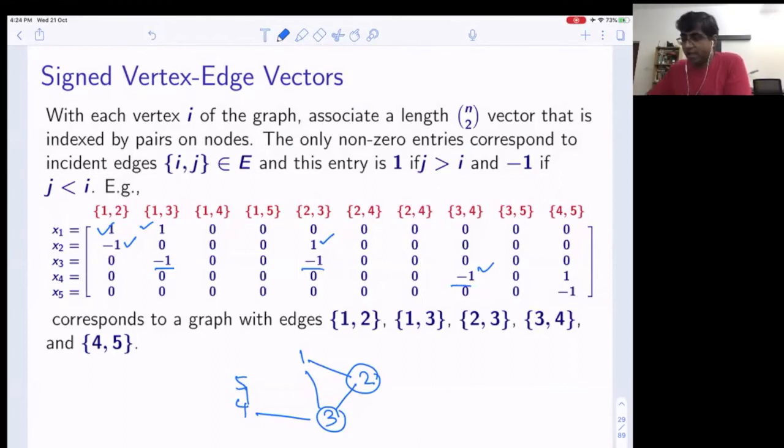It's not that I do anything special; I have a canonical ordering, or canonical indexing, of coordinates: 1,2, 1,3, 1,4, 1,5, then 2,3, 2,4, 2,5, and so on. So first 1 with every other vertex, then 2 with every other vertex, then 3, then 4, and so on. And if you look at 5, it has just one incident edge, which is to 4, and 4 has a smaller index, so you put -1.